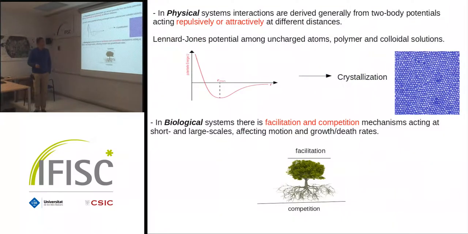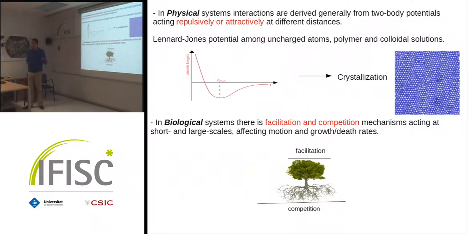Okay, what else? Well, we know that in physical systems, interactions are typically derived from two-body potentials, that act repulsively or attractively at different distances. For instance, we all know the Lennard-Jones potential. That is quite common when you study uncharged atoms or polymer or colloidal solutions. You can see here that at the short scale you have some kind of repulsion due to the size of the particles, and in the long range you have some kind of attraction. And it's well known that the Lennard-Jones potential gives rise to what is called crystallization, so to a solid. This is in physical systems.